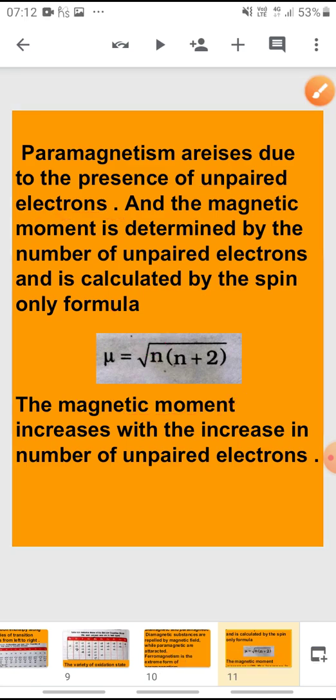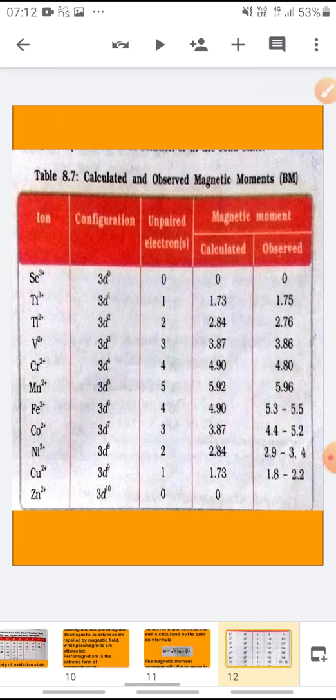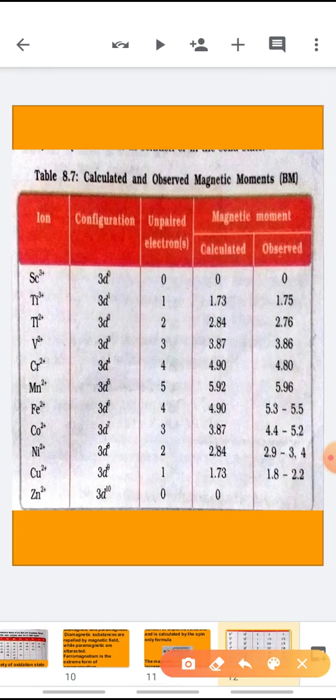Now children, the magnetic moment increases on increasing the number of unpaired electrons. Now we have calculated the magnetic moment. You all can see for scandium 3 positive, the configuration is 3d0. No unpaired electrons, so no magnetic moment. Similarly, if you see the case of manganese 2 positive, 3d5, that means maximum 5 unpaired electrons. So the magnetic moment calculated is also very high.